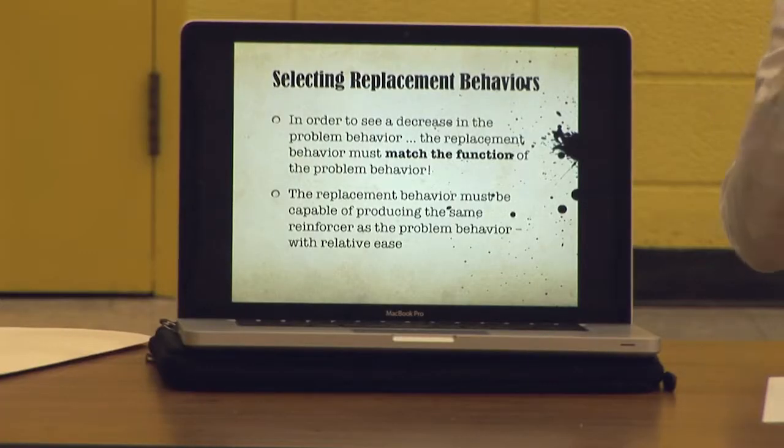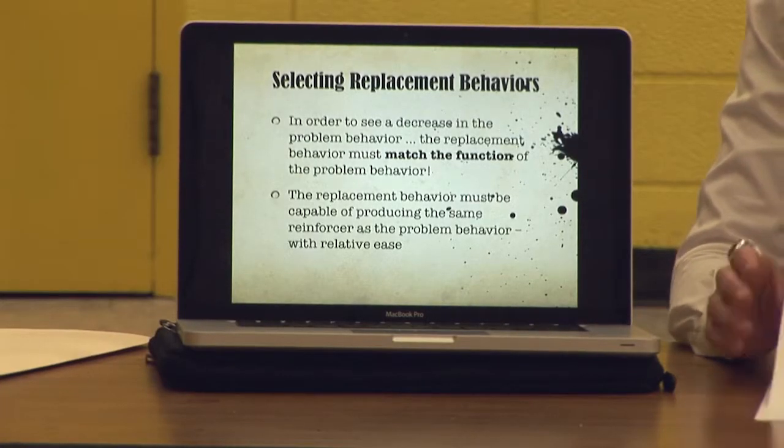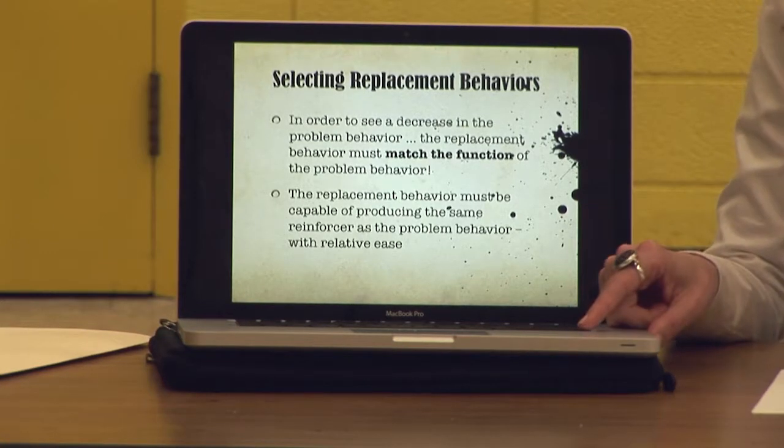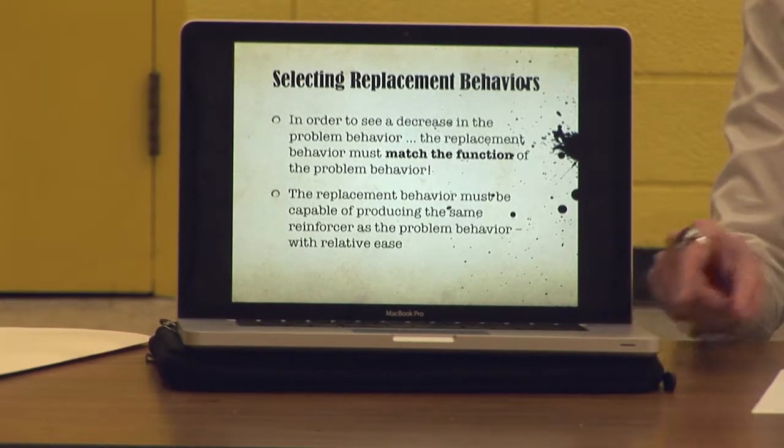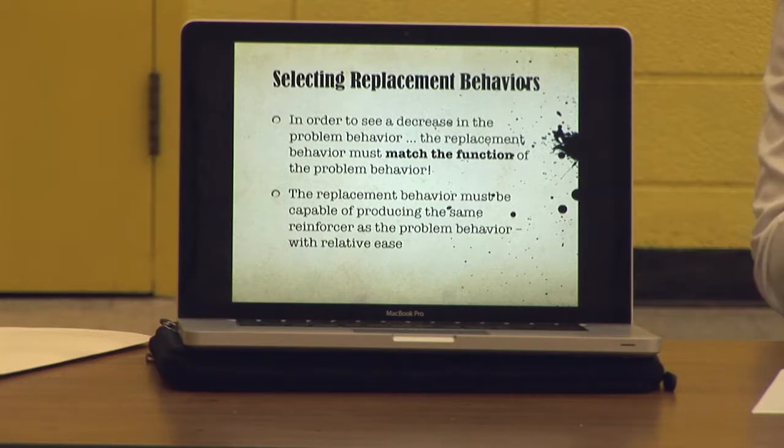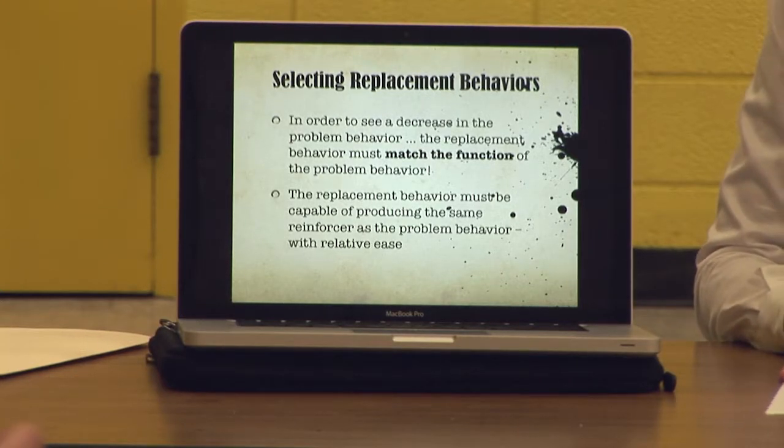So again, make sure when you pick a replacement behavior that it's easy for that child to use initially, and then we can make it more complex as the child develops more skills. Or if the child stays at that level, that's also fine. They learn that this gets me out of doing something instead of doing something like screaming.